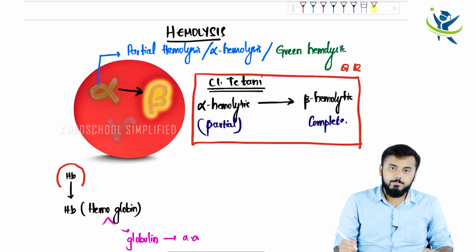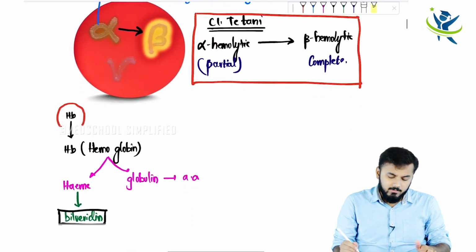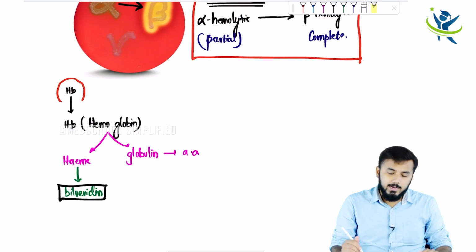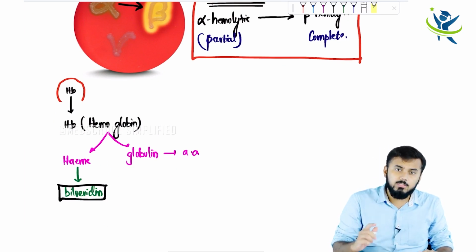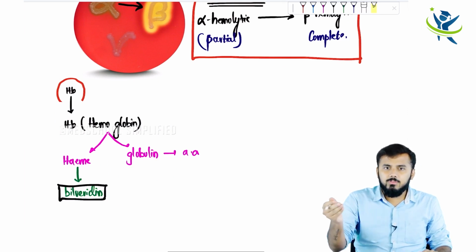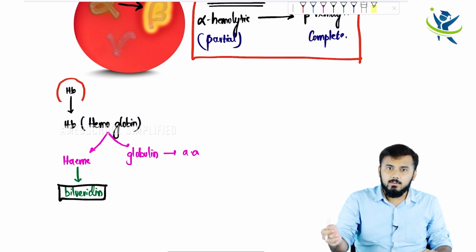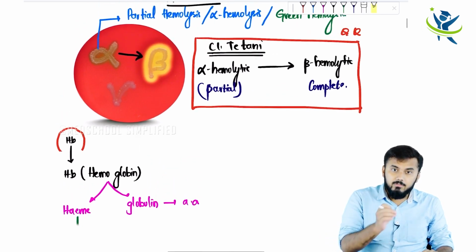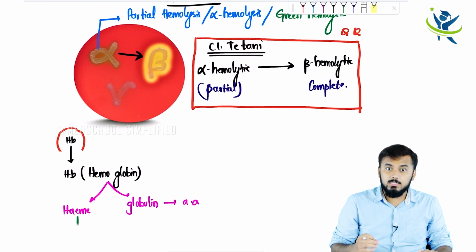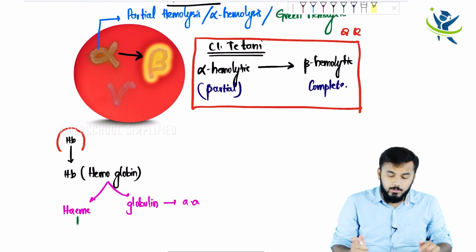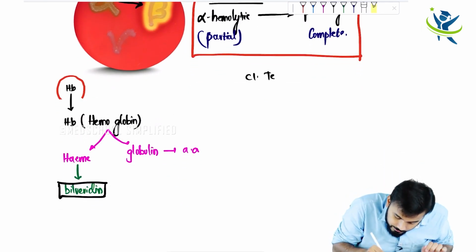Very, very important, right? So why is this so? Why is this happening? Why is it converting from partial hemolysis to complete hemolysis? The reason is, guys, because of a very potent toxin. All of you know the reason for beta hemolysis is release of a potent toxin called beta hemolysin, right? Streptolysin. In the same way, the reason for converting from alpha hemolysis to beta hemolysis is because this Clostridium tetani is releasing a very important potent toxin.